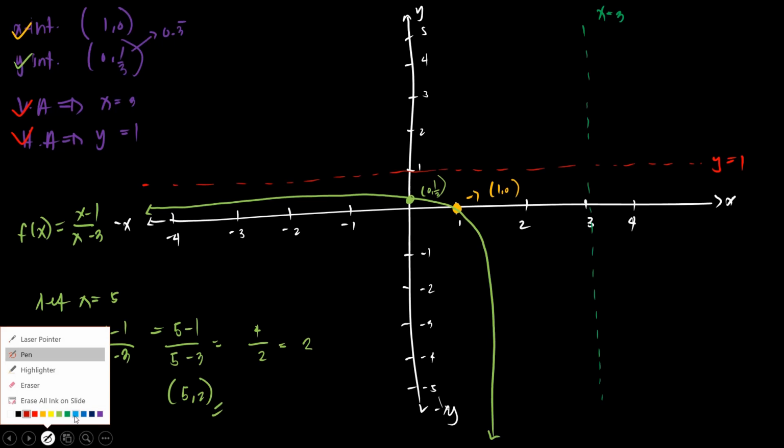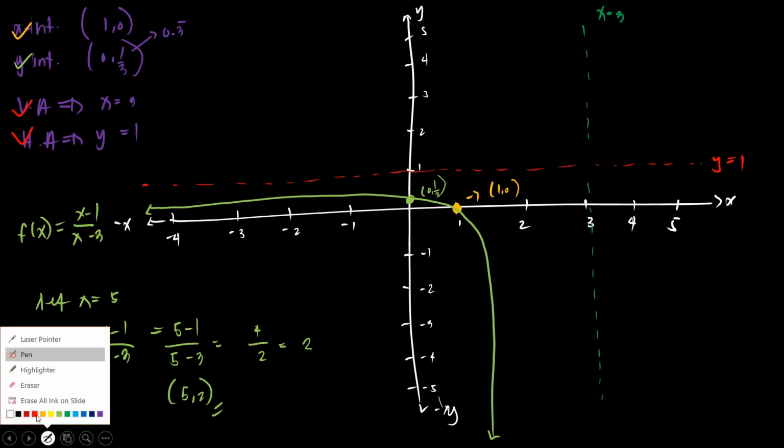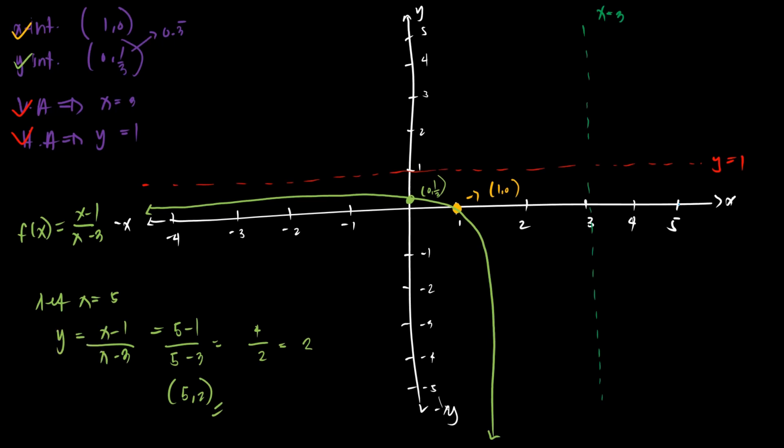Dapat magkaiba ng color. Okay. 5. Okay. So, si 5, tapos 2. Ito yung point. Ito si 5, 2. Hindi pa dumaan class na wait. Let me redraw it. Ayan. Basta hindi siya dadaan ng asymptotes. Okay, so nakita nyo class. So that is the graph of f of x is equal to x minus 1 over x minus 3.